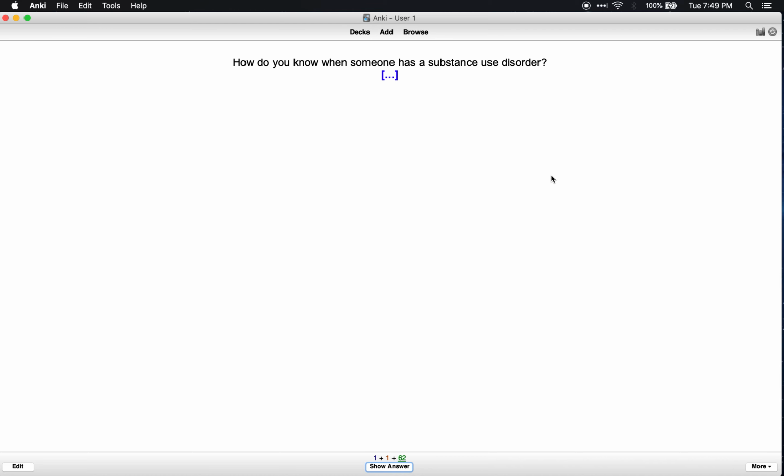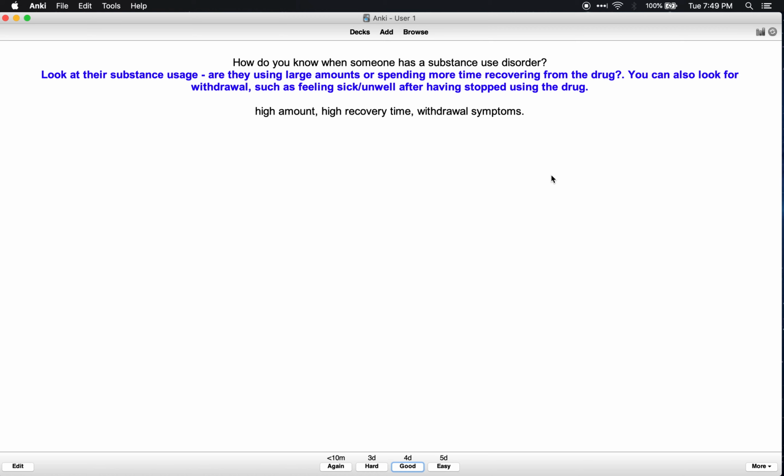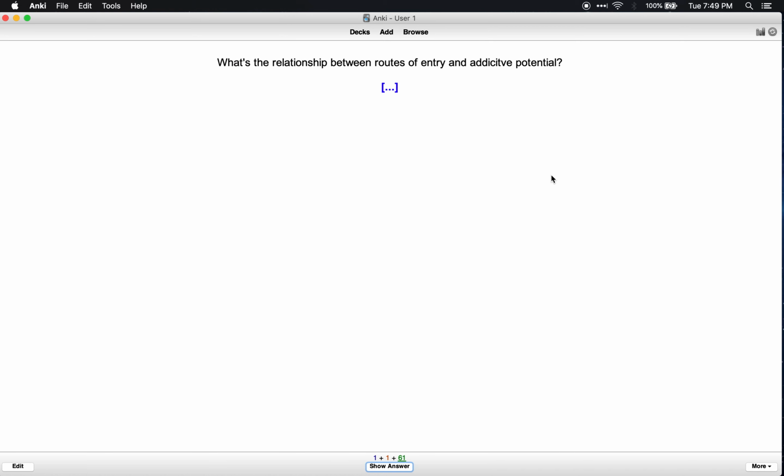You look at their high usage, withdrawal periods, and high recovery time. Faster routes of entry increase addictive potential.